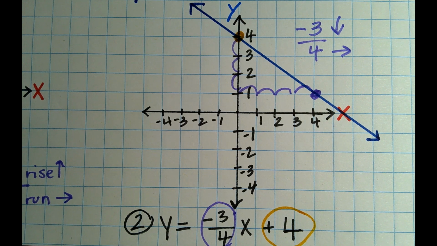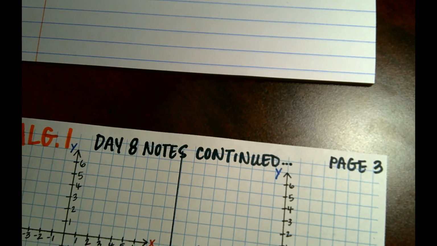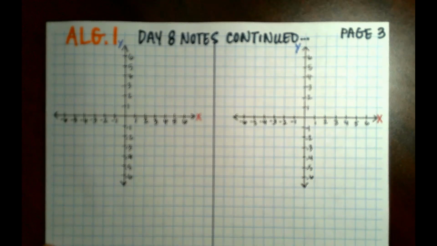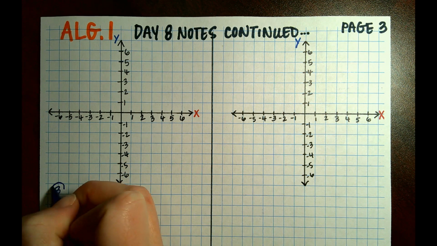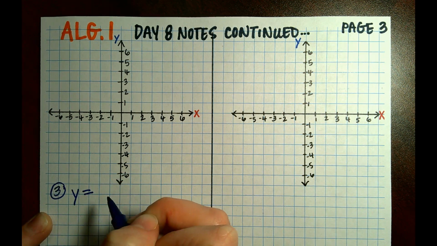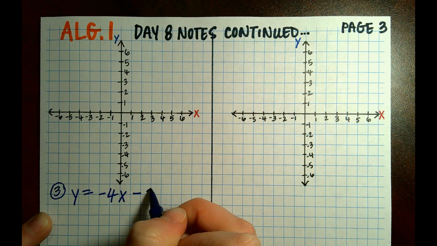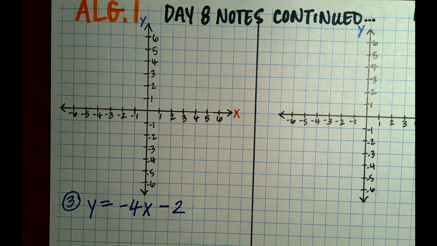Awesome. Okay, I'm going to pull out another page to look at our third problem. I'll need to copy it down. So I've started a third page here. Okay, so number 3 we have y equals -4x minus 2. Okay, where do we start?